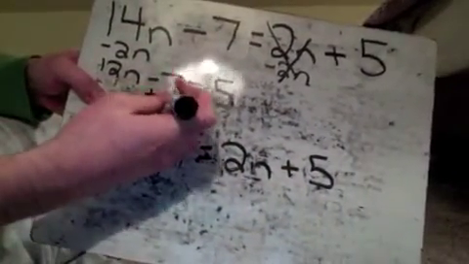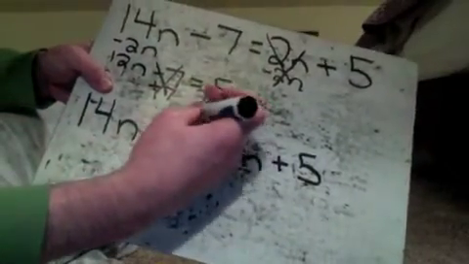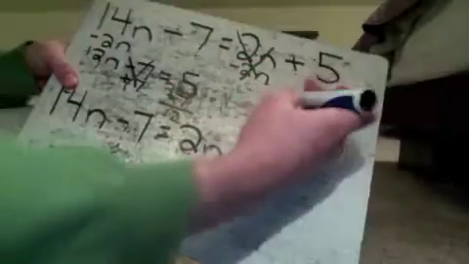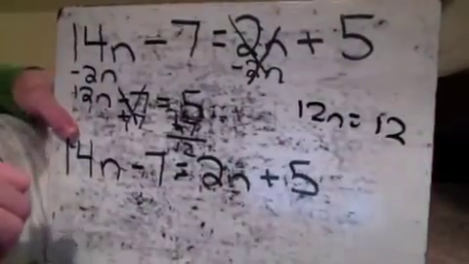So the opposite of minus 7 is just going to be plus 7. So that's going to cancel that out. I need to add 7 on the other side, which of course is 12. So now my problem looks like this. And 12n equals 12.